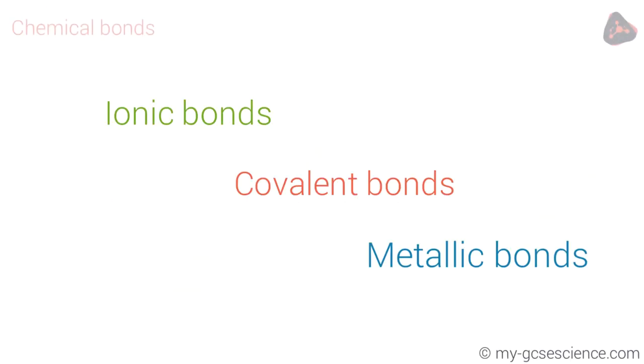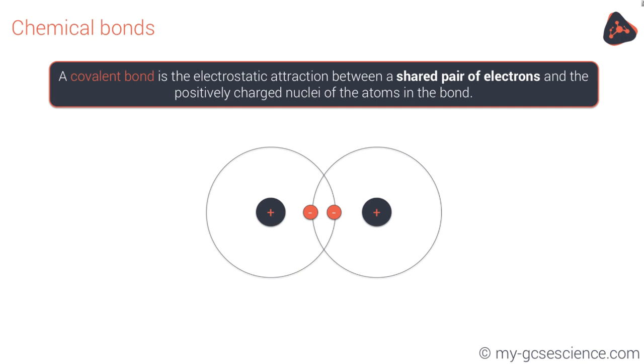Covalent bonding is one of the three main types of bond. You've got covalent, ionic, and metallic. So first of all, to define covalent bonding, a covalent bond is the electrostatic attraction between a shared pair of electrons and the positively charged nuclei of the atoms in the bond. Covalent bonding always occurs between two non-metal atoms.